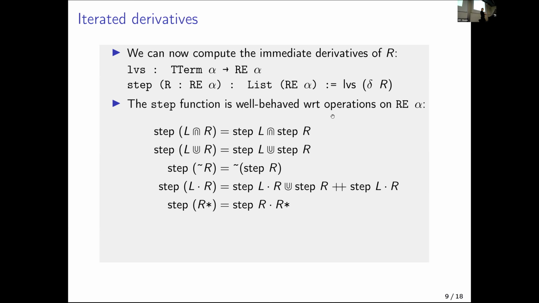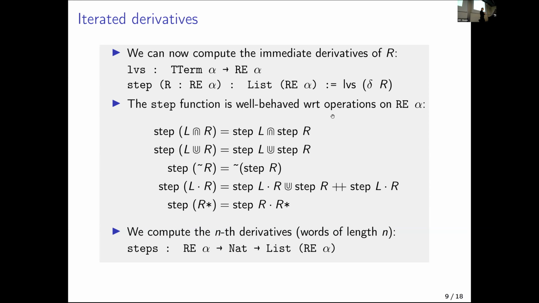This step function is well behaved with respect to all of the operations, so they just propagate all the way to the leaves. And of course, it's not enough to say what the immediate derivative is. We need to be able to iterate this for words of length n, and this is why we lift this function step to steps, which is the computation of the nth derivative. So it now takes a parameter which corresponds to how many times we would like to iterate the derivative computation.